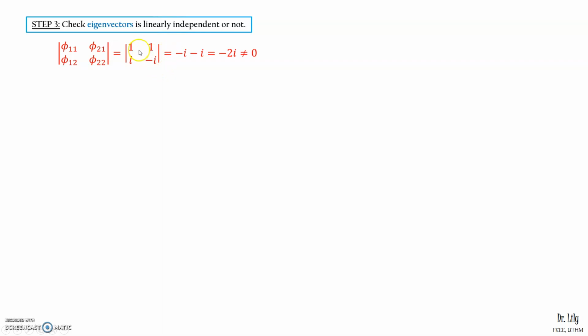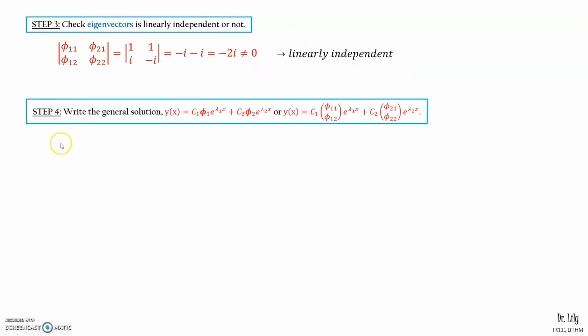Okay, so you just calculate the determinant. So 1 multiply with negative I, you dapat negative I minus I. Okay, so minus I, you dapat minus 2I. So, dia tidak sama dengan kosong. Bila dia tidak sama dengan kosong, we consider it is as a linearly independent. So, bila dia linearly independent, kita boleh terus jump pergi ke step number 4.